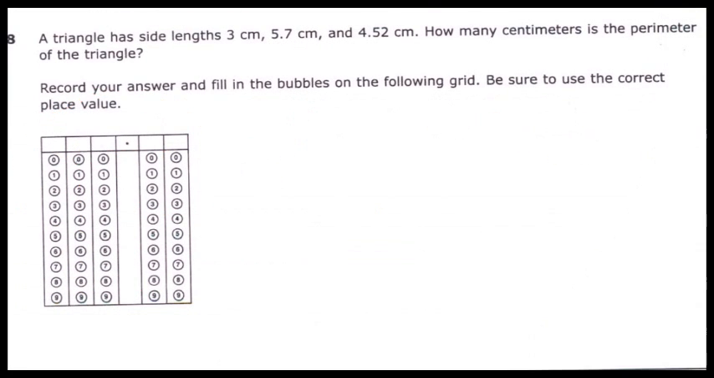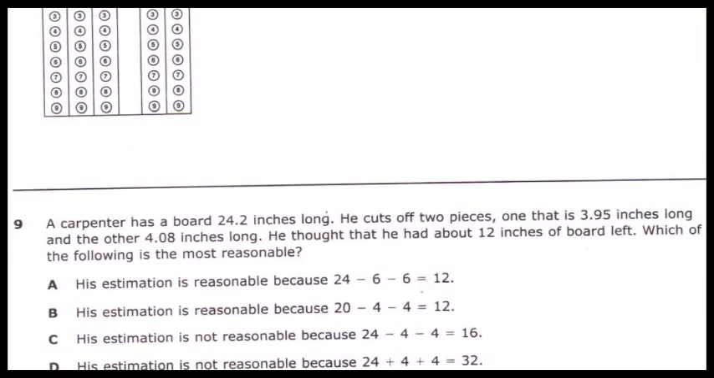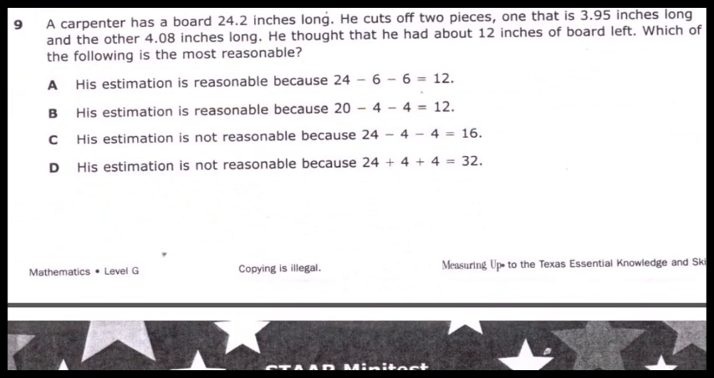So now let's go to number 9. Okay, so a carpenter has a board 24.2 inches long. He cuts off 2 pieces, one that is 3.95 inches long, and the other 4.08 inches long. He thought that he had about 12 inches of board left. Which of the following is the most reasonable?